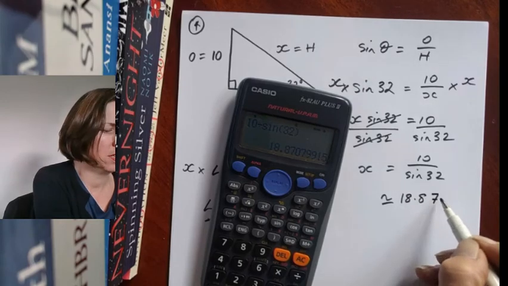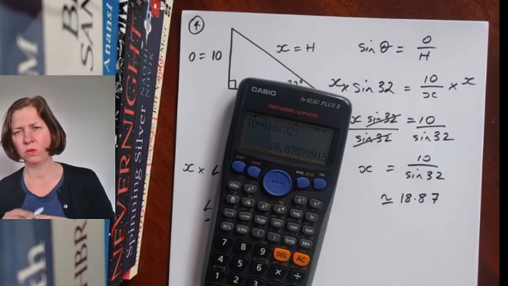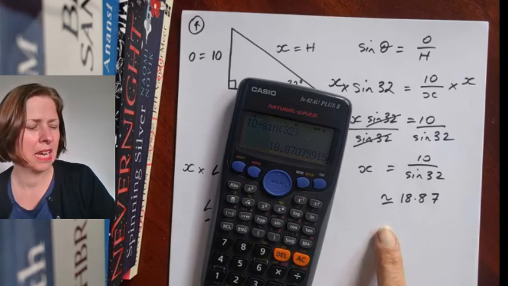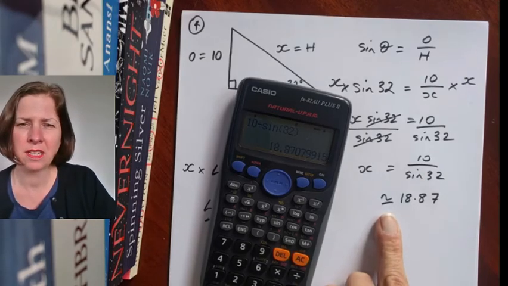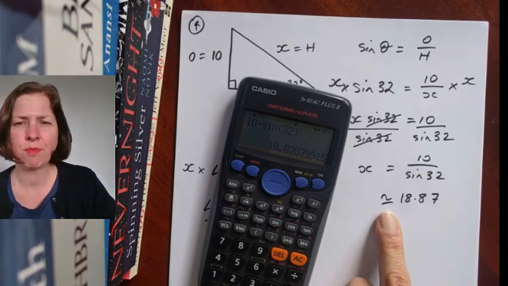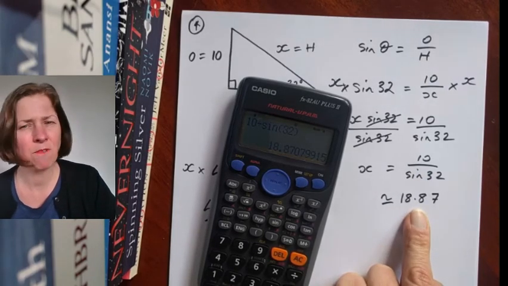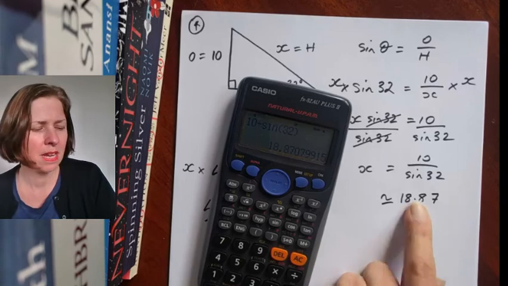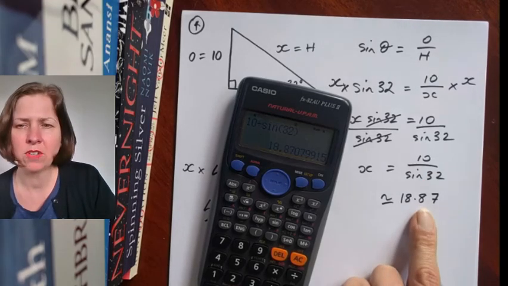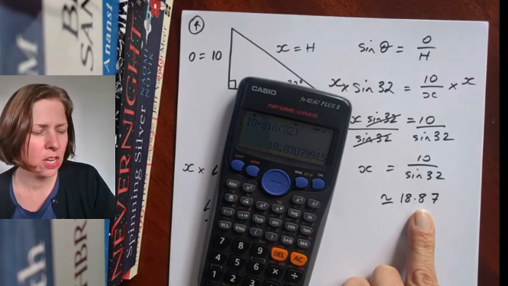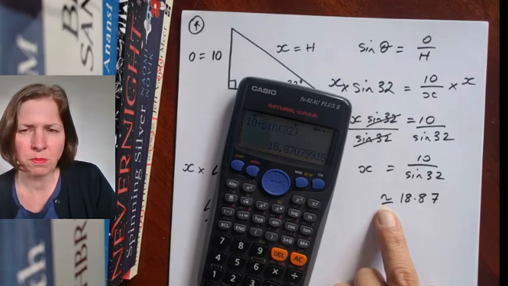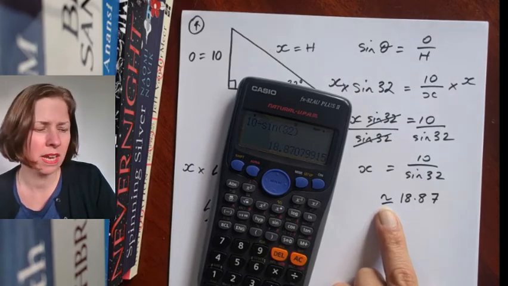Now, have you noticed that I've been writing equals, equals, equals, but at the last step where I take a rounded number, I write approximately equals. This and this are not exactly the same. They're very, very close, right? But they're not exactly the same. Here I've rounded, okay? So make sure that you write approximately equals at the step where you round.